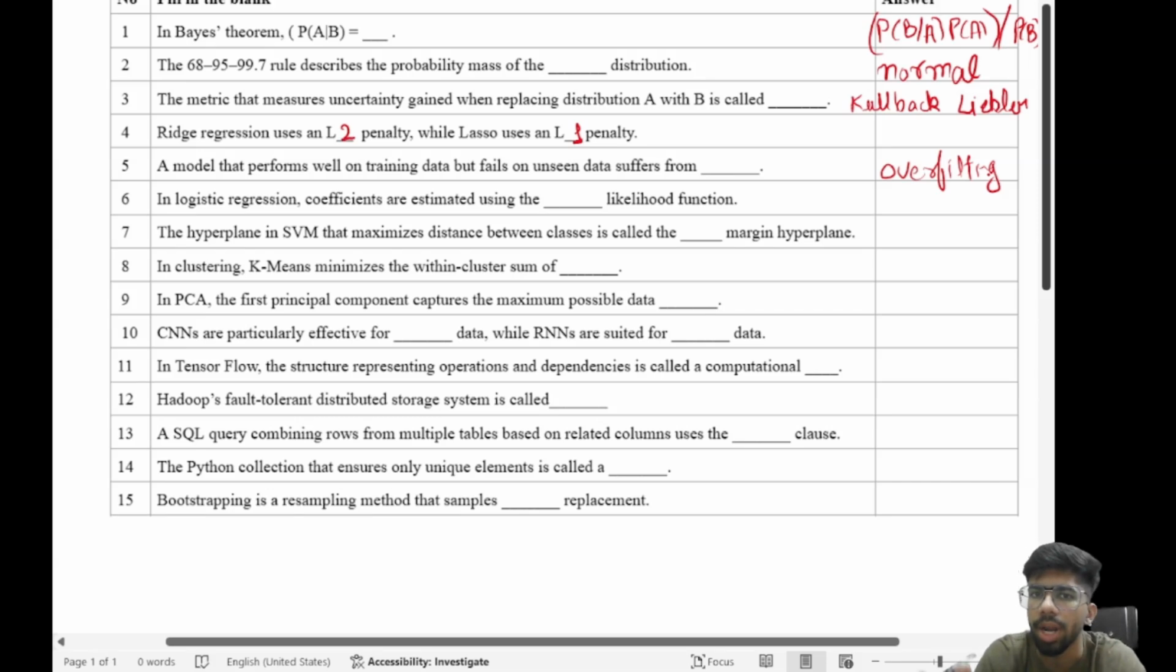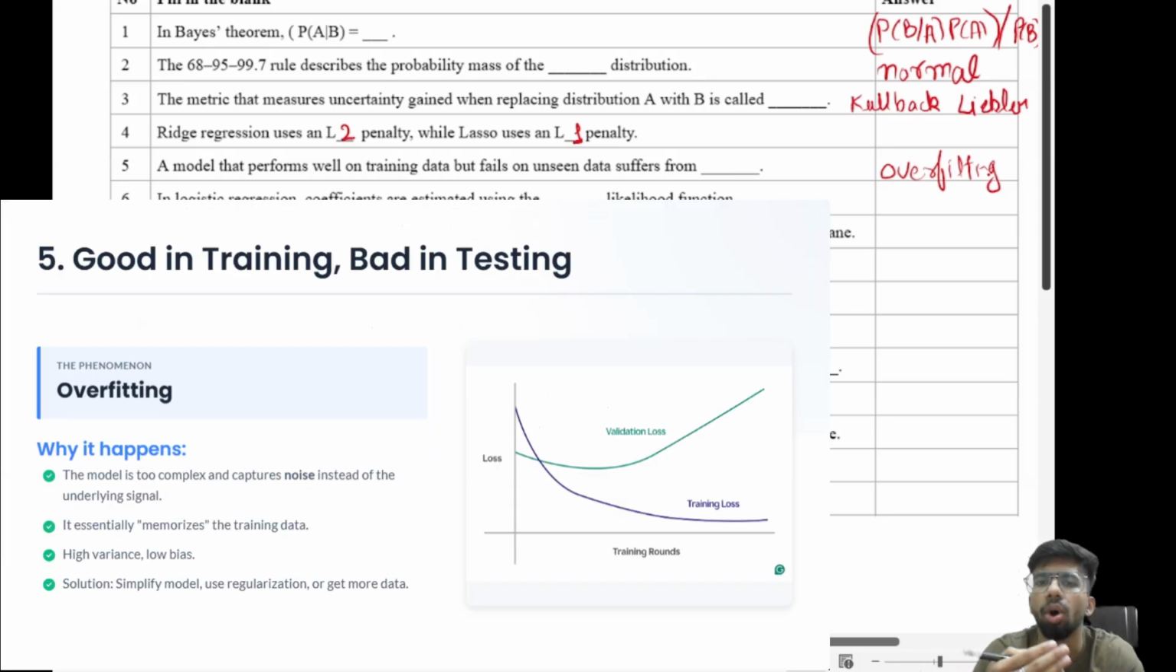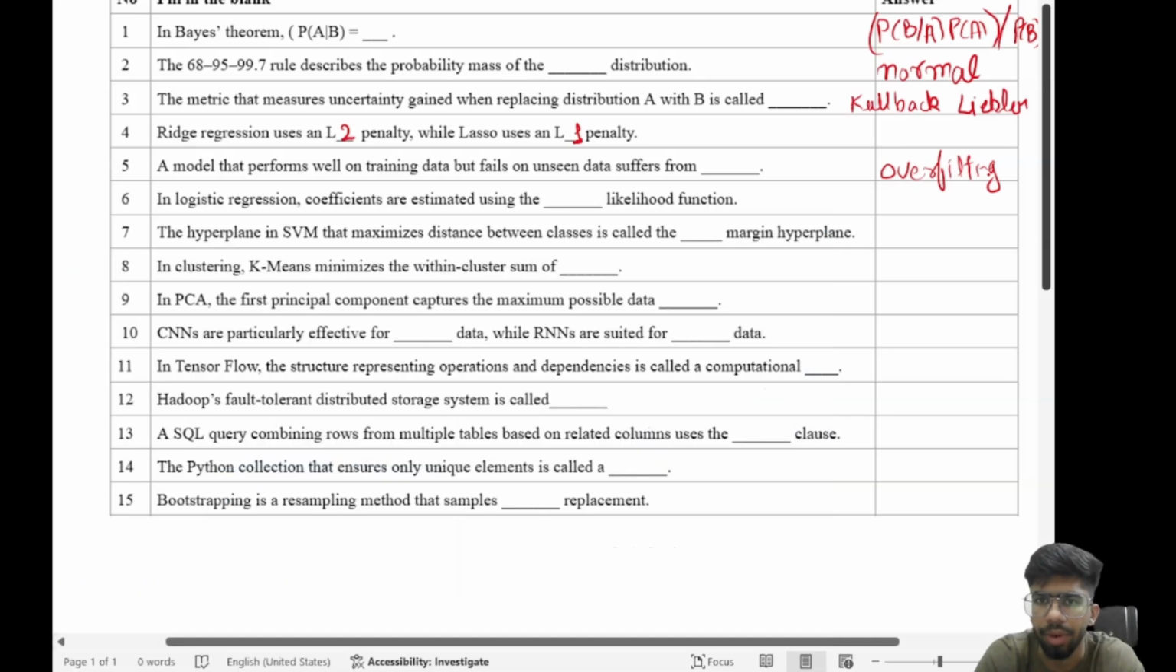Overfitting occurs when a model memorizes the training data instead of learning general patterns. It also becomes too complex and picks up noise, outliers, and irrelevant details. Its symptoms are very low training error, high test or validation error, and poor generalization. Moving on to the next question.